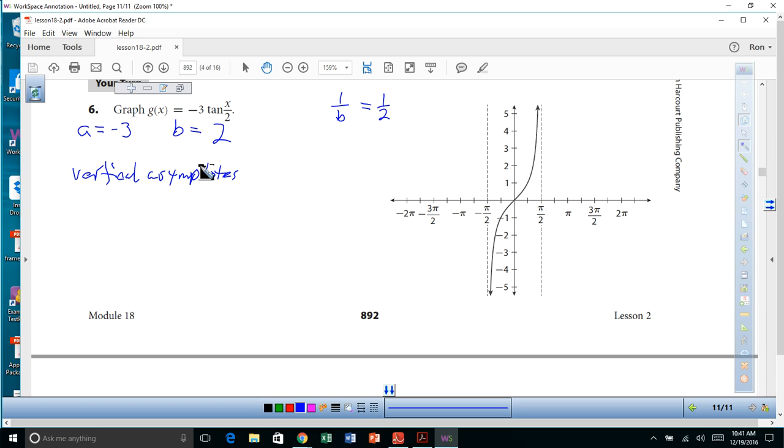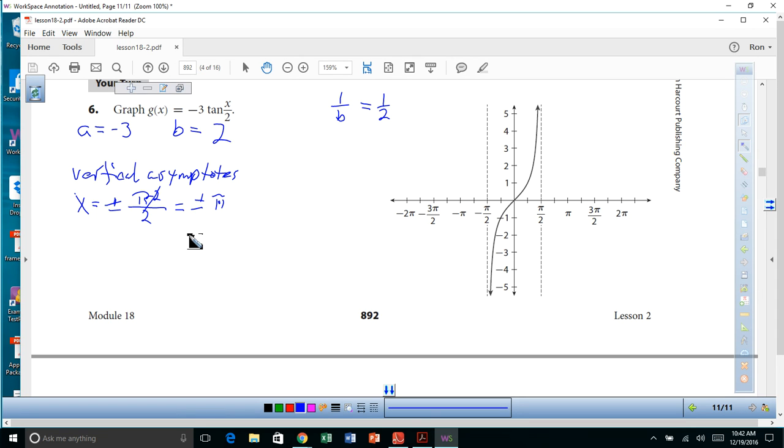Where's the? Well, we've got it here at negative pi over 2 and pi over 2. Well, what is this b going to do? So we're going to have x equals plus or minus pi, and then b is 2 pi over 2, right? Well, these 2's are going to cancel out, so we're going to have plus or minus pi.